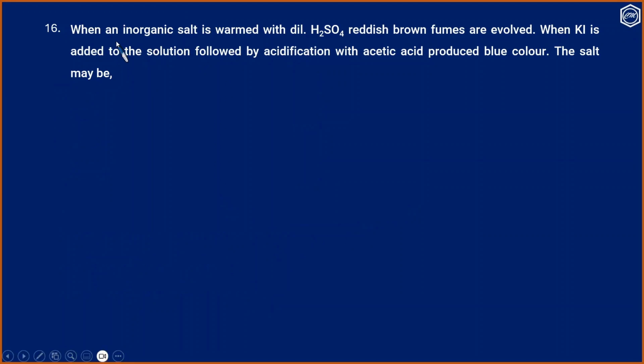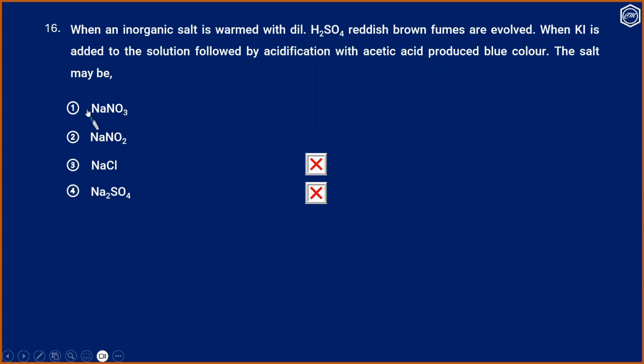Question number 16. When an inorganic salt is treated with the dilute sulfuric acid, reddish brown fumes are evolved. When potassium iodide is added to the solution followed by acidification with acetic acid, it produced blue color. The salt may be 1 sodium nitrate, 2 sodium nitrite, 3 sodium chloride and 4 sodium sulfate. So we can eliminate option 4 as well as option 3. And we can also eliminate option 1, sodium nitrate also. And we know sodium nitrite produces nitrous acid and which oxidizes I- to iodine. So NaNO2 will be the correct answer.